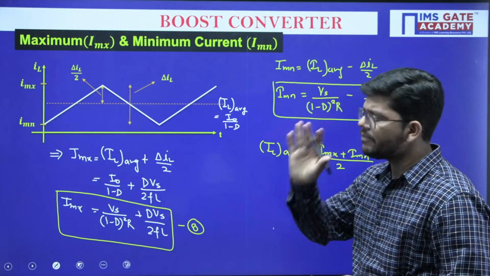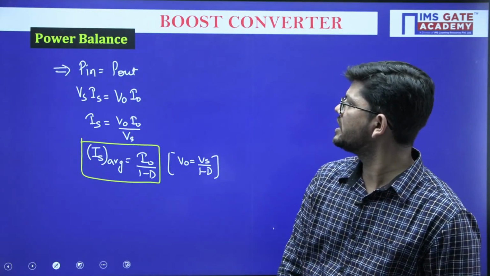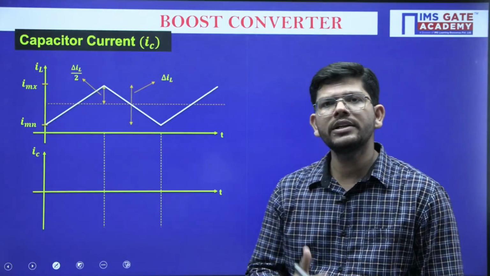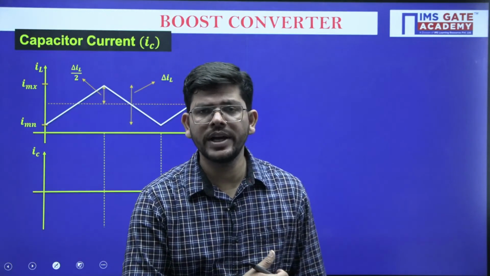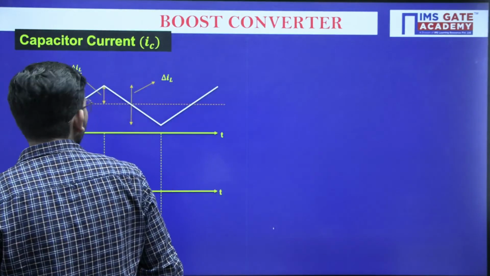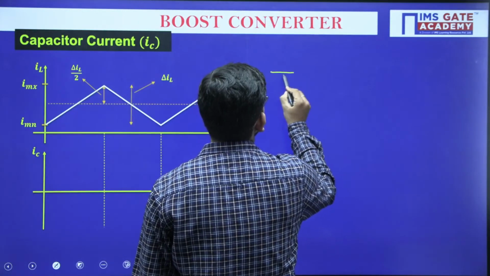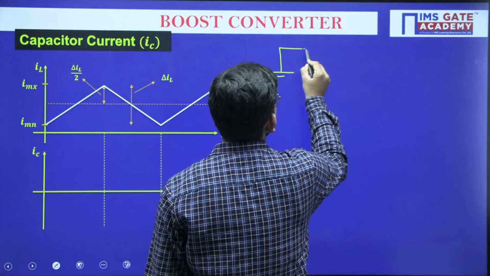Okay. So we have found out the current, we have applied the power balance, and we have got this relation as well. Now let us talk about the capacitor. So what will happen with the capacitor? Let me just draw the circuit again. Okay, so I have this circuit with me.